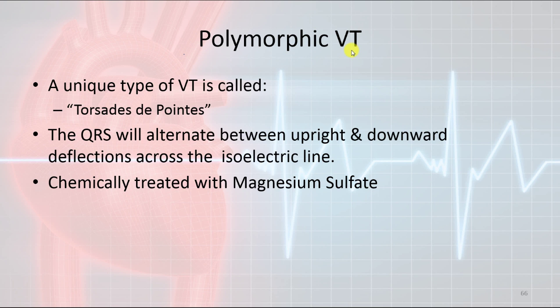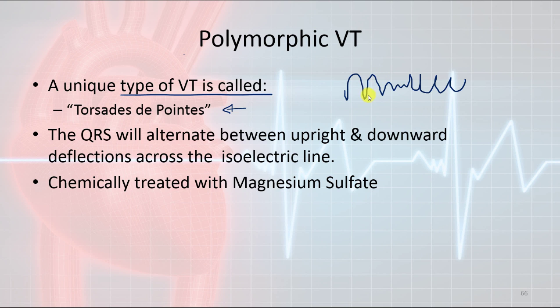So polymorphic VTach, talking about this, a unique type of polymorphic VTach is called torsades. The QRSs will alternate between upright and downward deflections, so you'll have the points going this way, and I'm just going to try to draw it here, and then it'll get smaller, and then it'll start to get big again, and then the points will be going that way, kind of. So you'll have these twisting of points.